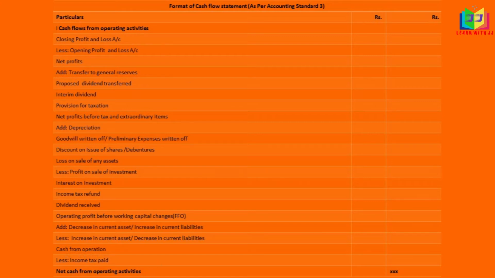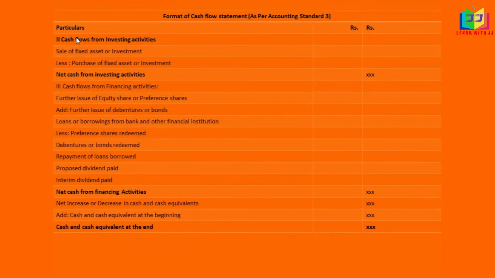This is the first part of your cash flow statement, and this is your second part, that is cash flow from investing activity. Here we have to take the sale of fixed asset or investment. With that we have to subtract the purchase of fixed asset and investment, and will arrive at the net cash from investing activity. This is the second part, and this one is the third part of your cash flow statement, that is cash flow from financing activities.